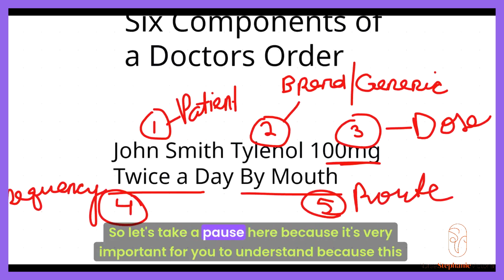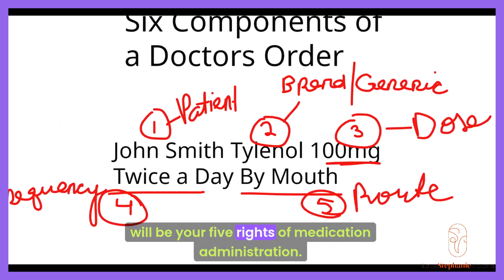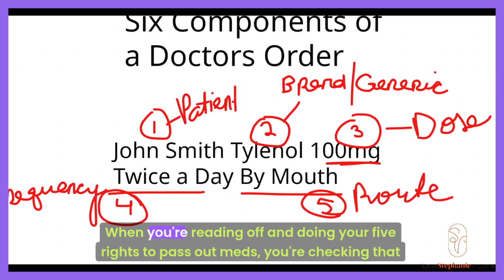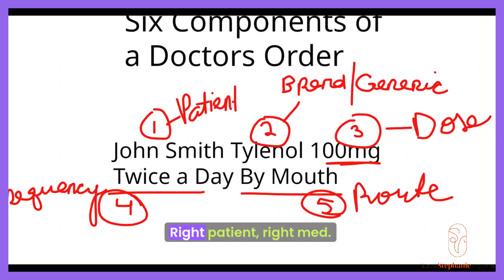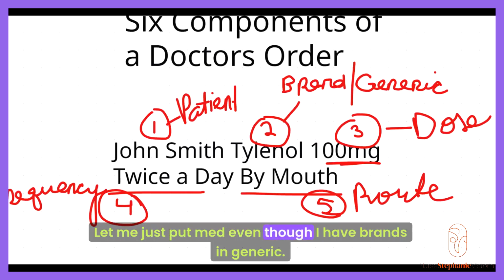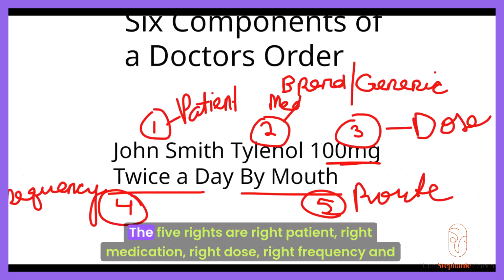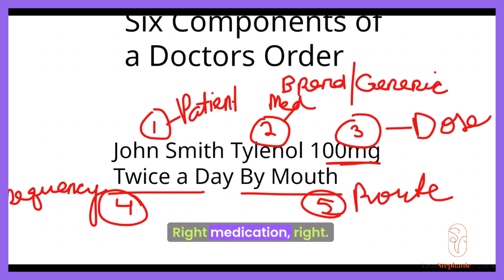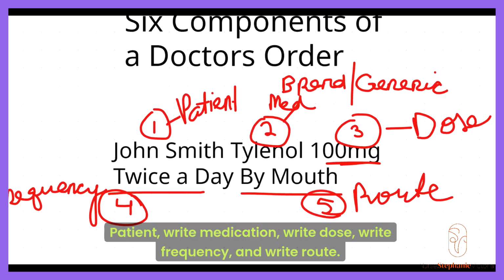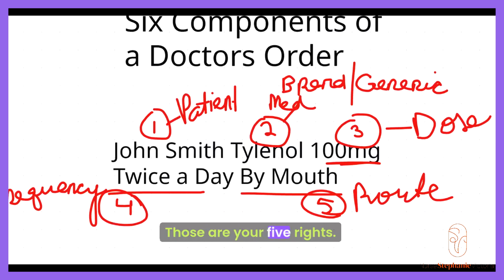So let's take a pause here because it's very important for you to understand, because this will be your 5 rights of medication administration. When you're reading off and doing your 5 rights to pass out meds, you're checking that all of these are correct. Right patient, right med. Let me just put med, even though I have brand and generic. The 5 rights are right patient, right medication, right dose, right frequency, and right route. Those are your 5 rights.